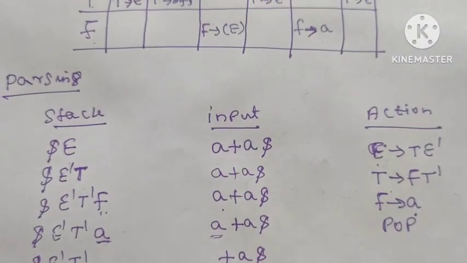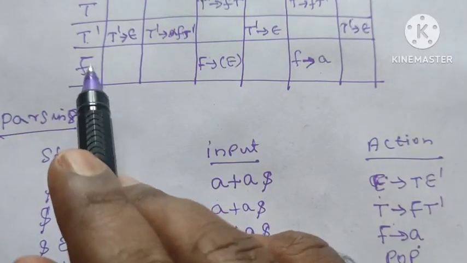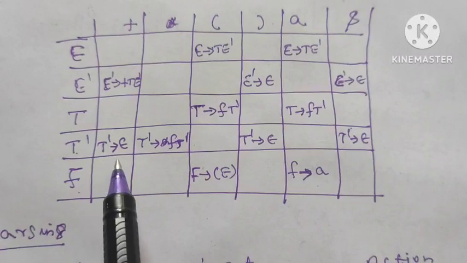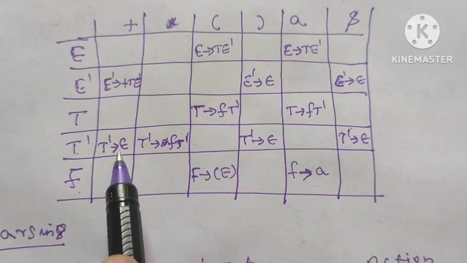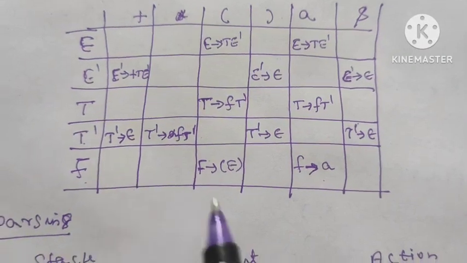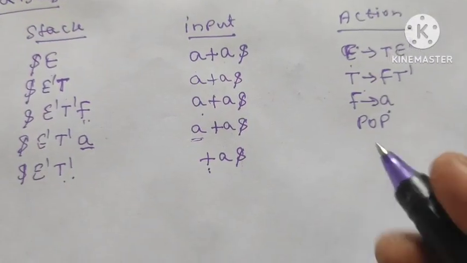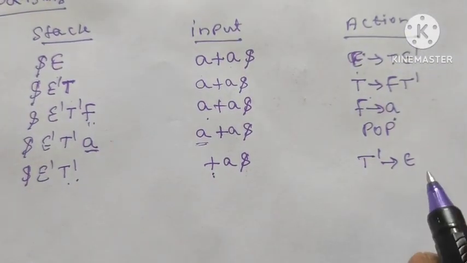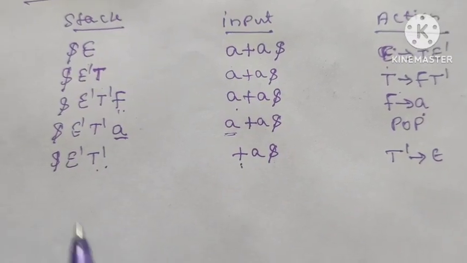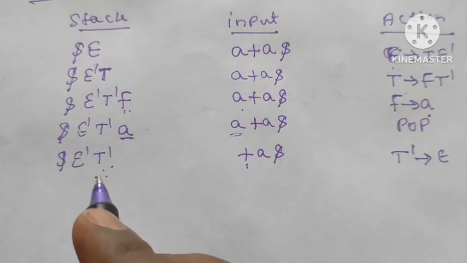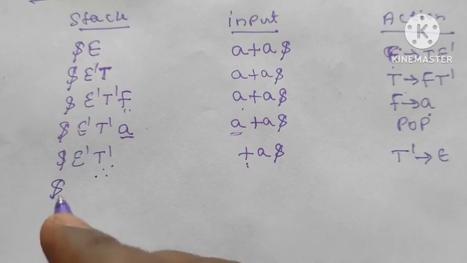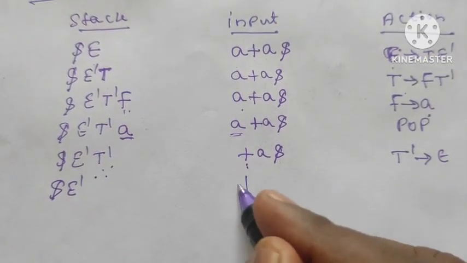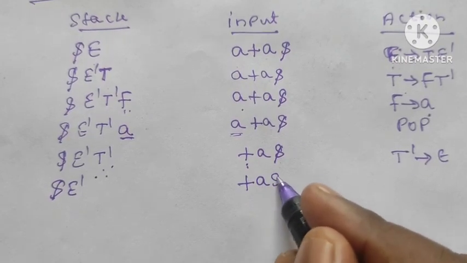Go to the table. Now t dash on the left and plus on the right. So plus and t dash meet and the entry is t dash tends to epsilon. So the action is t dash tends to epsilon. That means t dash has to be replaced by epsilon. If you replace it, this t dash goes off. So what will be remaining? Dollar e dash, and now plus a dollar.